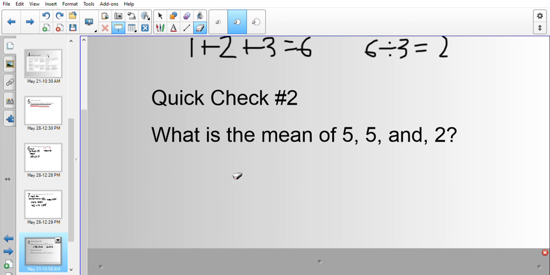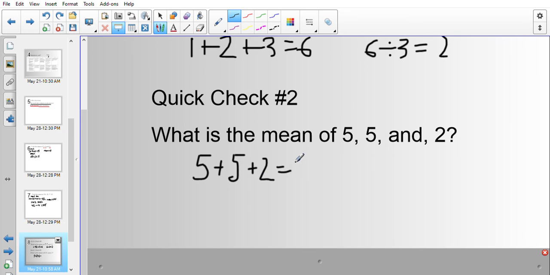What is the mean of 5, 5, and 2? Go ahead, pause the video, give it a shot. Okay, I'm assuming you've paused the video and given it a shot. If we're going to find the mean of 5, 5, and 2, first I need to add 5, 5, and 2, which is 12.